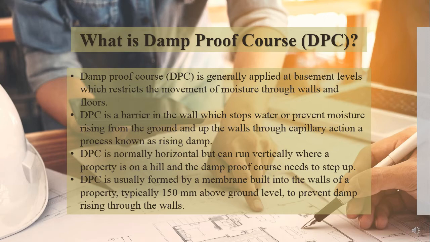DPC is normally horizontal but can run vertically where a property is on a hill and the damp-proof course needs to stand up. DPC is usually formed by a membrane built into the walls of a property, typically 150 mm above ground level, to prevent damp rising through the walls.